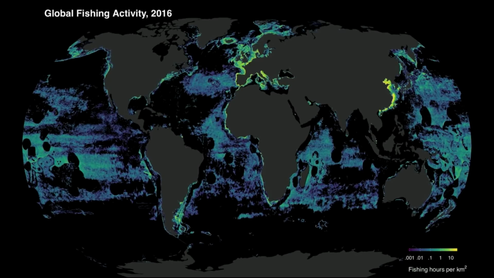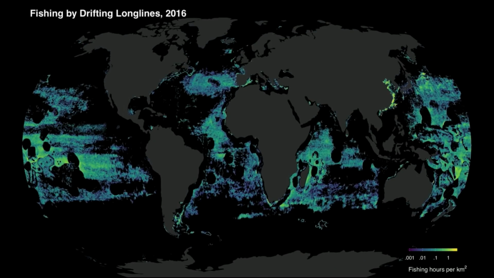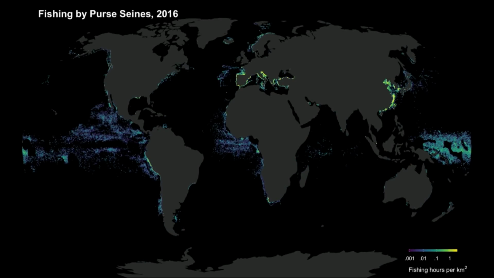If I change the way I write that query to query only by specific gear types, I can get a map of where all trawlers in the world are, and you can see they fish along the world's coastlines. They often drag their nets along the seafloor, so they stay close to the shore. Drifting longlines, which set those hooks 100 kilometers long out in the high seas. Purse seines, which encircle fish with their nets. And so you can see each fishing pattern has a distinct location in the world.